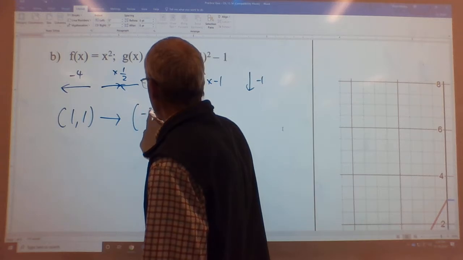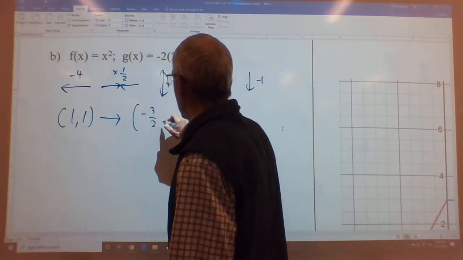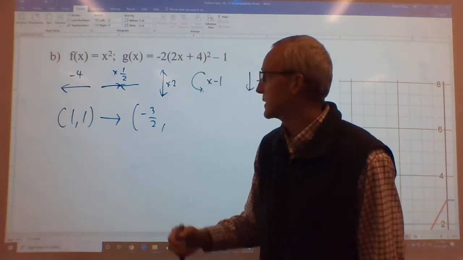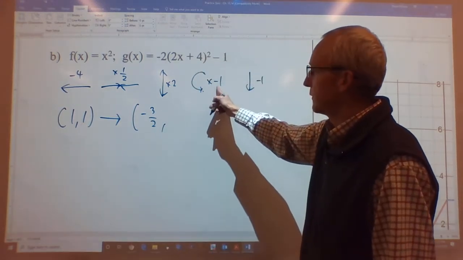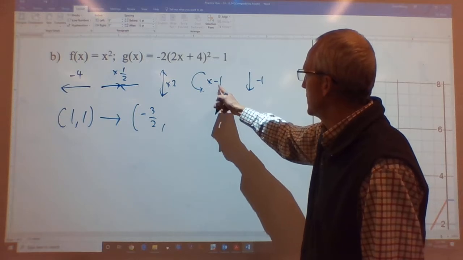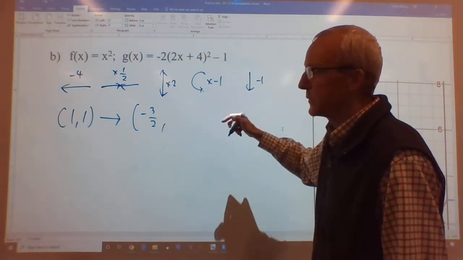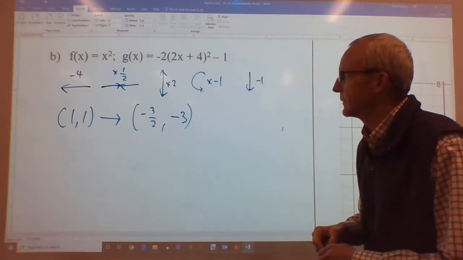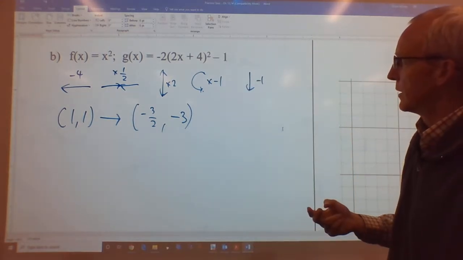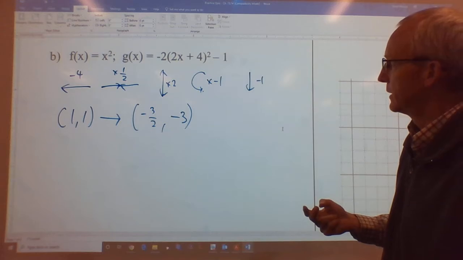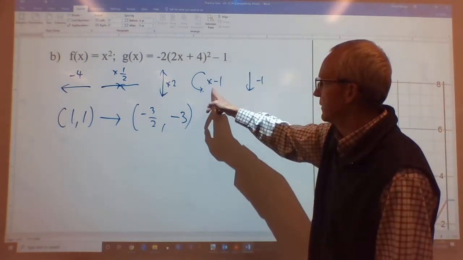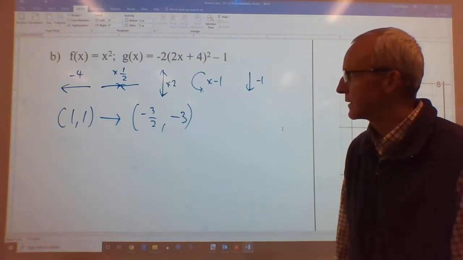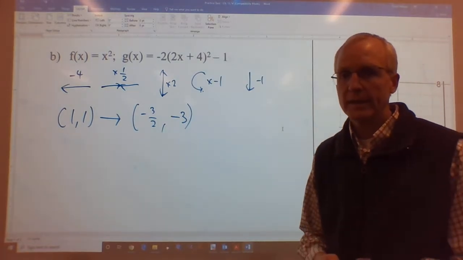So that's just -3/2. In the y direction, we multiply by 2. 1 times 2 is 2. Multiply by -1. -2 minus 1 is -3. Better check that. So 1 times 2 is 2, times negative 1 is negative 2, minus 1, negative 3, looks right. Okay, cool, I think that's correct.